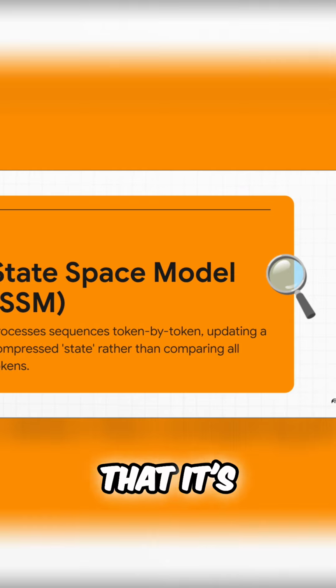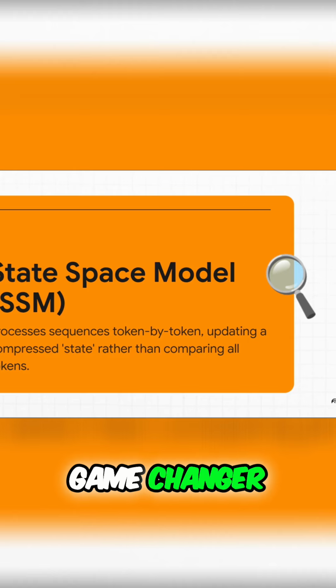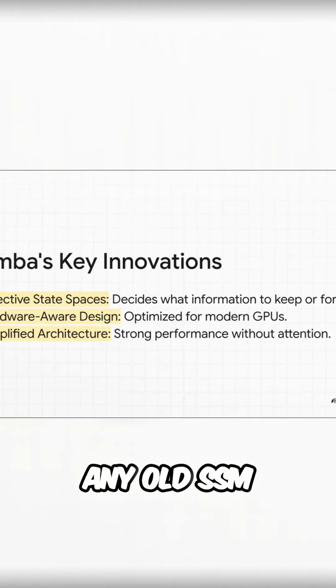The key here is that it's just updating that state with each new token, and that simple change completely transforms the complexity. It's not quadratic anymore. It's linear, or O of n. Double the text, you roughly double the work. Game changer. But Mamba isn't just any old SSM.